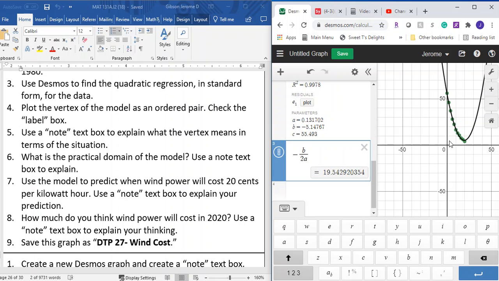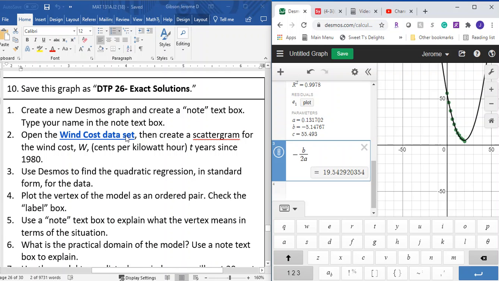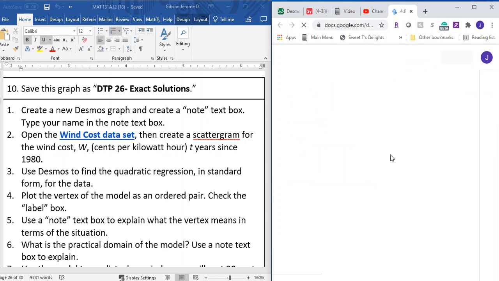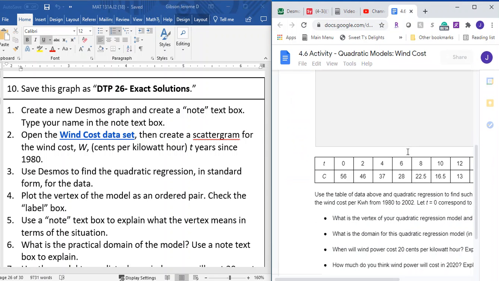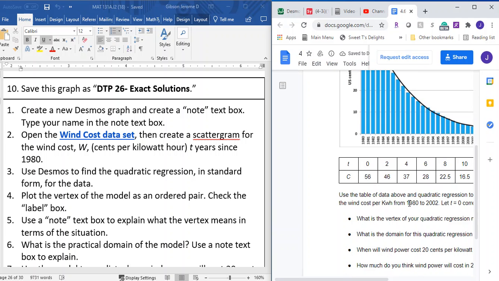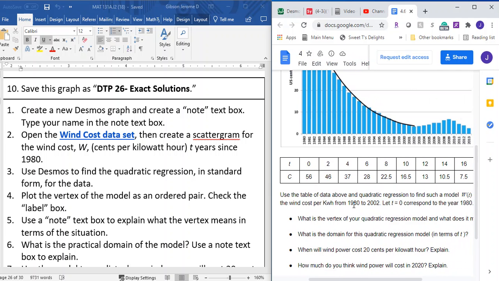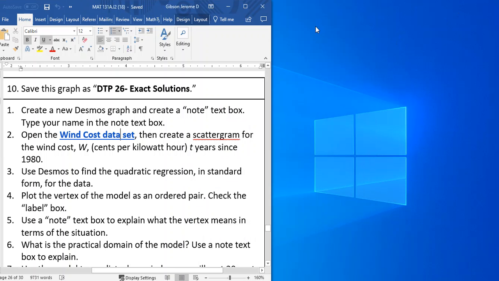And then number 8, how much do you think wind power will cost in 2020? Okay, now I got rid of this set of data a little too soon because number 8 is a little tricky. But let me show you this here. It says in 2020. Now when we look at this graph here, it starts at 1980. So you have to take that into consideration when you're doing the 2020. That's a little hint. And so we're basically done.